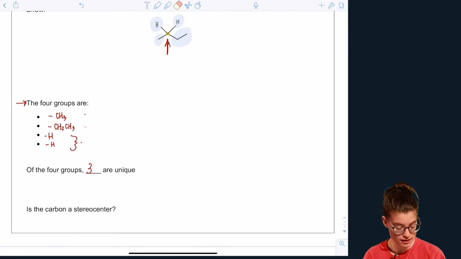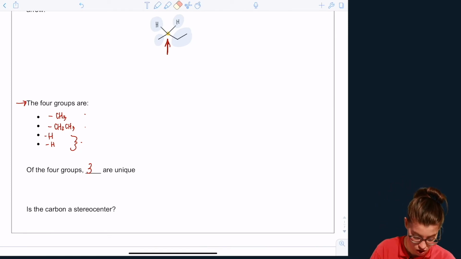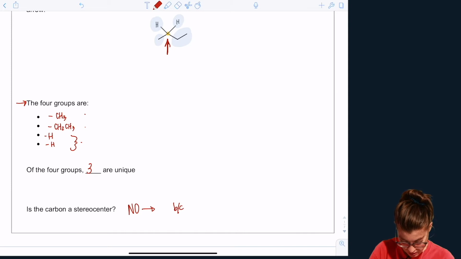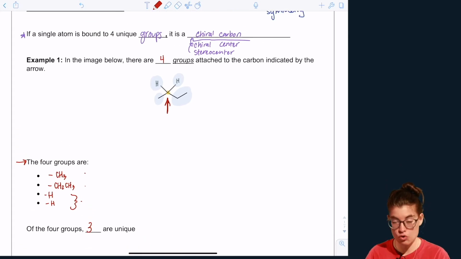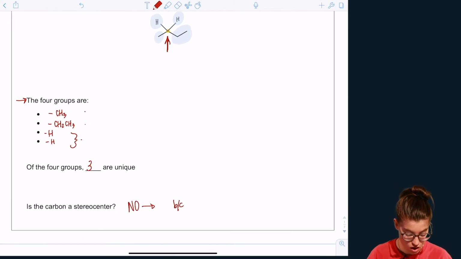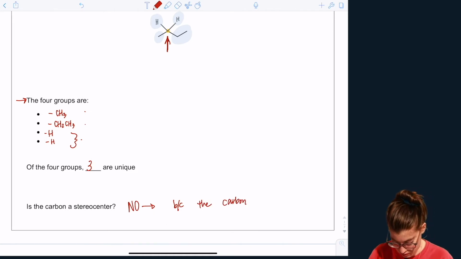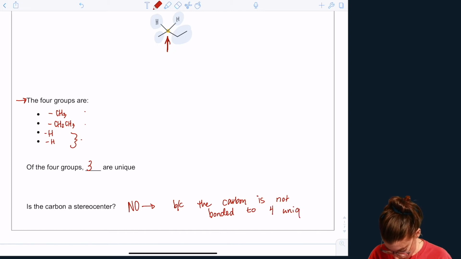So is this carbon a stereocenter? The answer is no. Remember, a stereocenter is the same thing as a chiral carbon. So what do we need in order to be a chiral carbon? We need a carbon that's bonded to 4 different groups. So no, this is not a stereocenter because the carbon is not bonded to 4 unique groups.